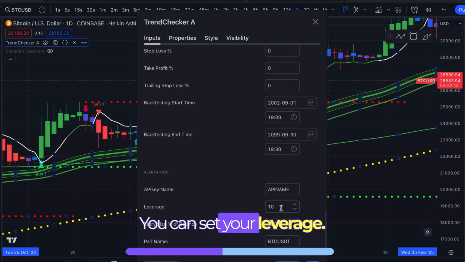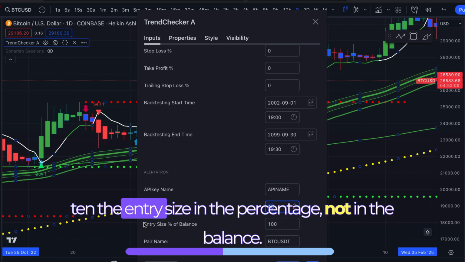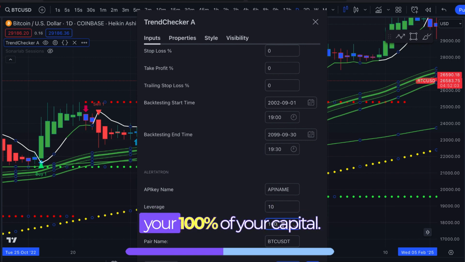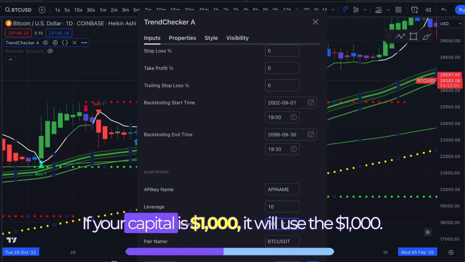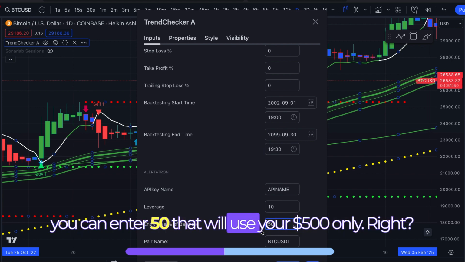You can set your leverage. If you want to use 10x leverage, you can enter 10. The entry size in the percentage, not in the balance. That means 100 means your 100%, your 100% of your capital. If your capital is $1,000, it will use the $1,000. If you want to use only 50% of your capital, you can enter 50. That will use your $500 only, right?